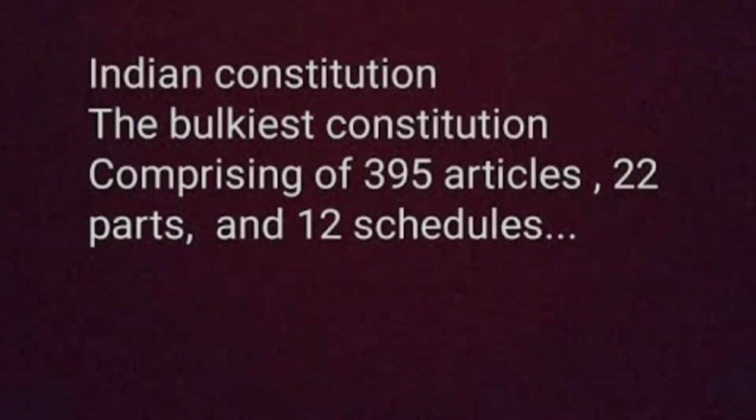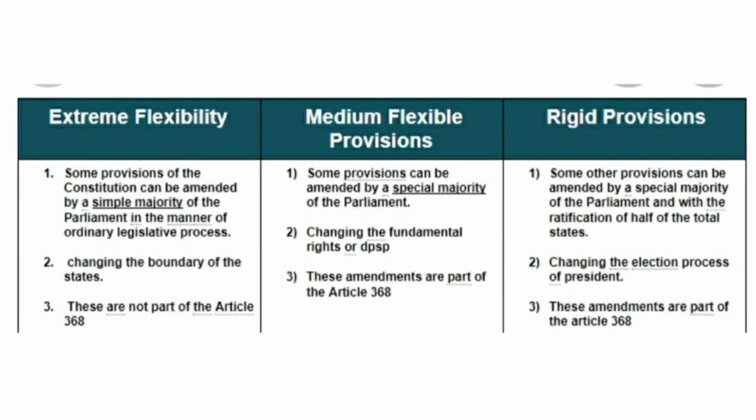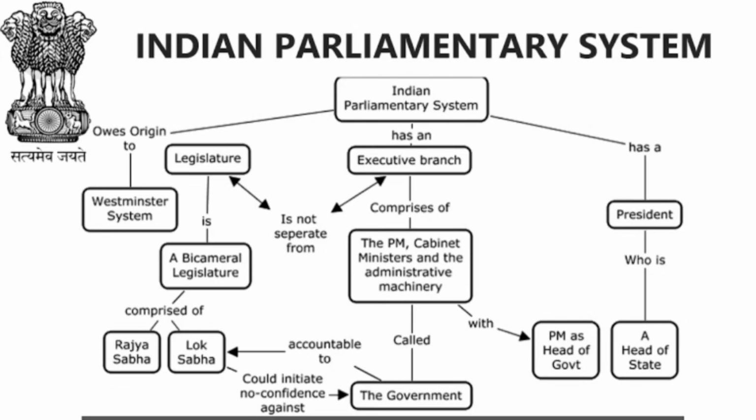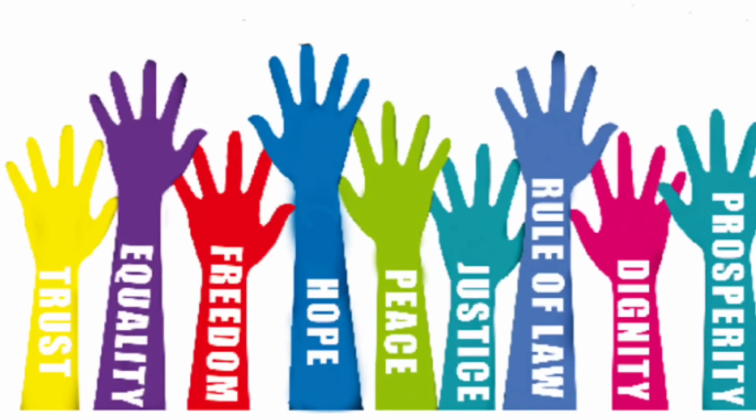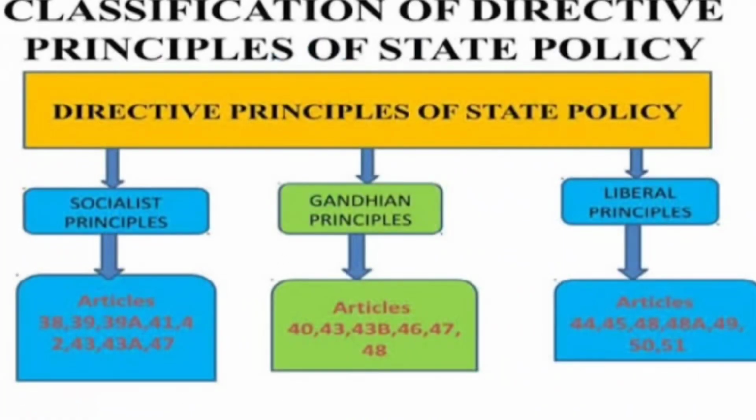The Indian Constitution is one of the bulkiest constitutions of the world, comprising 395 articles, 22 parts, and 12 schedules. The Indian Constitution is a combination of rigidity and flexibility. The Indian Constitution provides for a parliamentary system of government. The Constitution describes India as a union of states. The Indian Constitution provides an elaborate list of fundamental rights to the citizens of India. The Indian Constitution mentions certain directive principles of state policy.